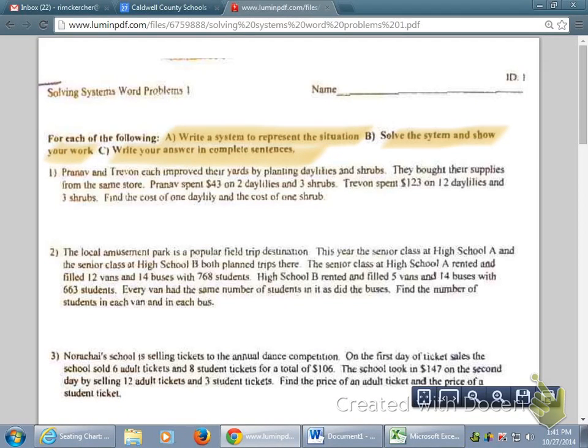Okay guys, we're going to look at some word problems using systems of equations. First thing I want you to recognize is three sets of directions. First, I need you to write a system to represent a situation in each of these. Secondly, I'm going to solve those systems, and we can solve them by any method that's appropriate. And then third, we're going to write our answers in complete sentences. That's a word problem. We should always answer our word problems in words.